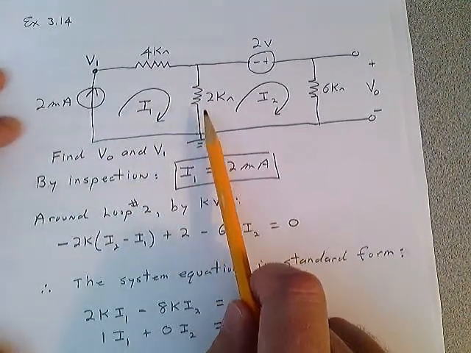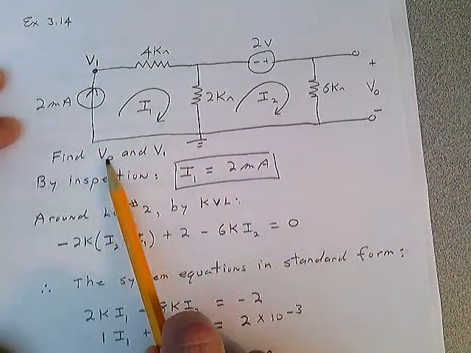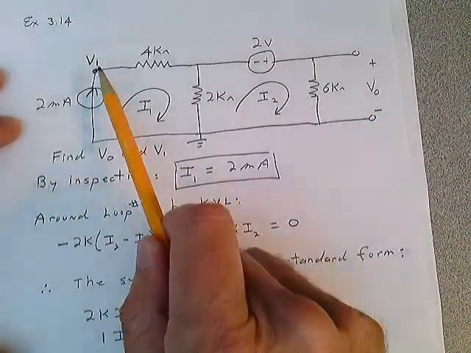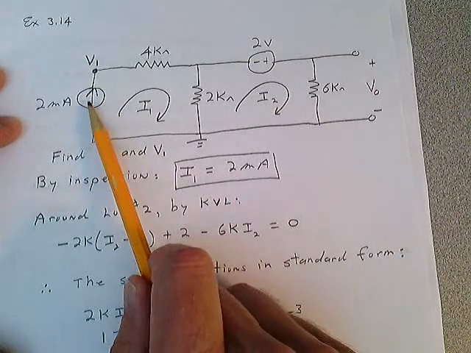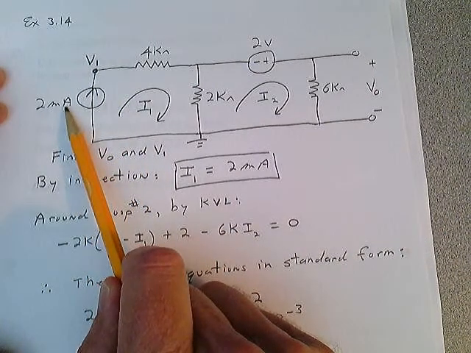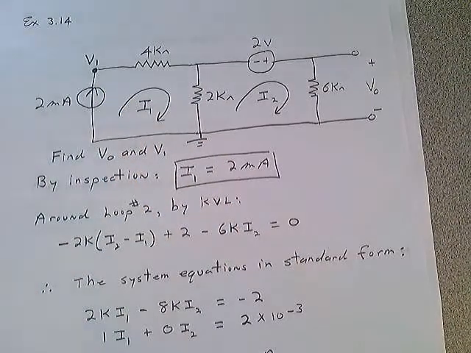Here we have a circuit, but I want you to notice there's a current source right there. And they want you to find, in this case, V out, which is the voltage out here, and V1. Okay, and V1 is that point right there. Well, this isn't a voltage source. So if this was 2 millivolts, that would be 2 millivolts right there with reference to ground, but it's not. It's a current source.